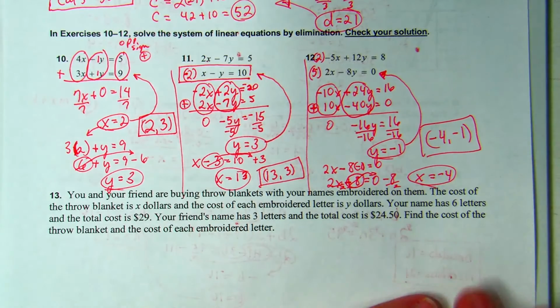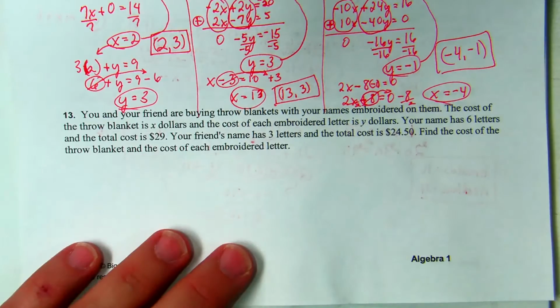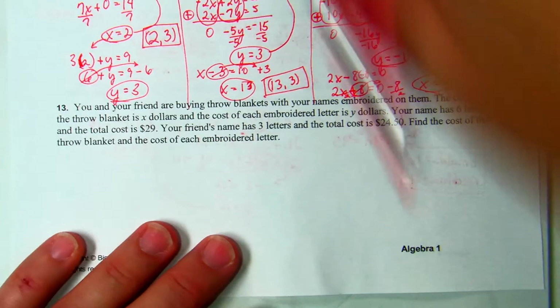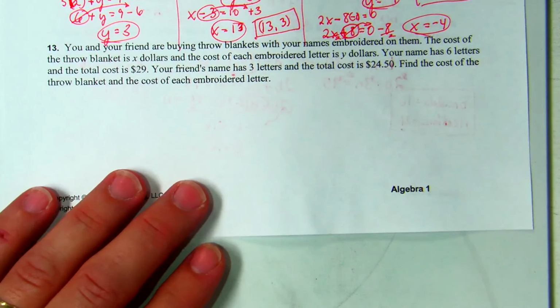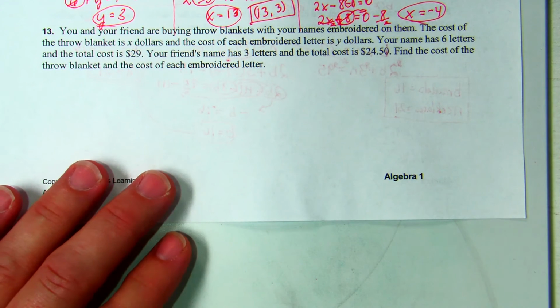And again, I can plug that back into these equations and check those as I'm going along here to know that I have the right answer. For sake of time, we're going to go ahead and push forward to the last problem. Number 13 is another word problem. You and your friend are buying throw blankets with your names embroidered on them.